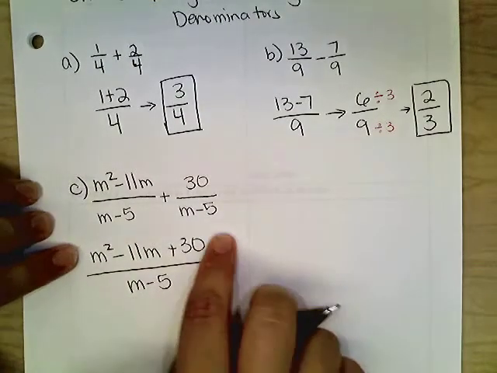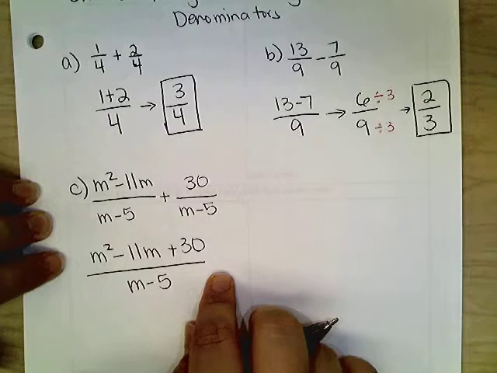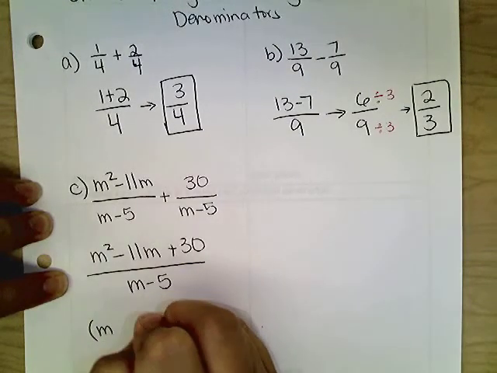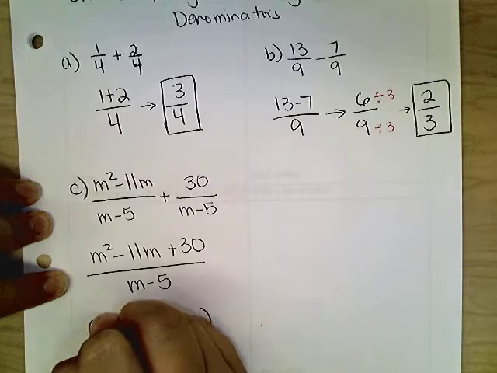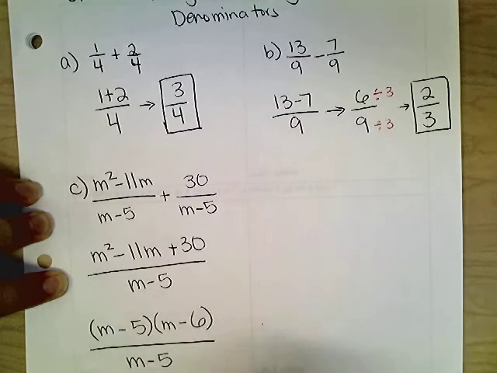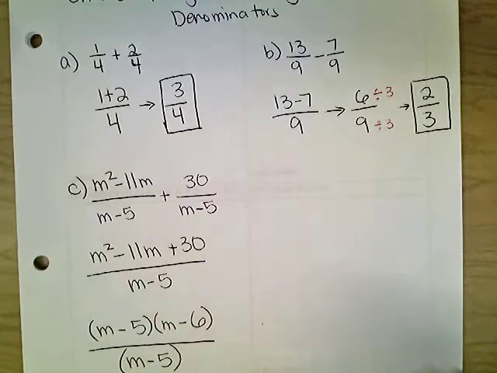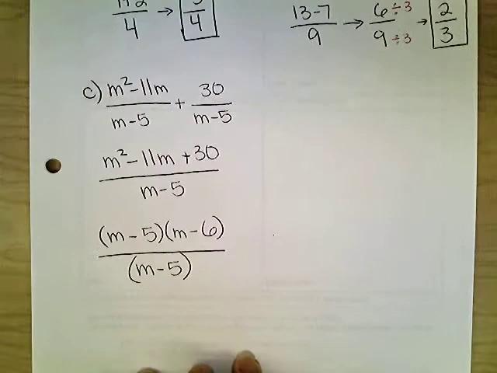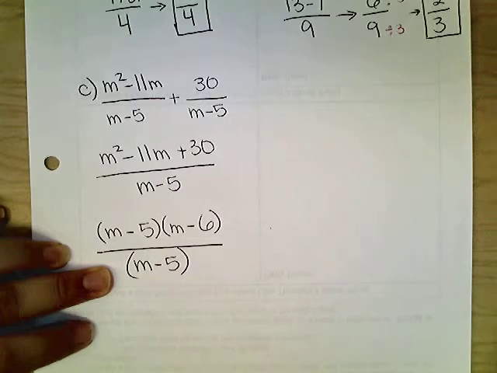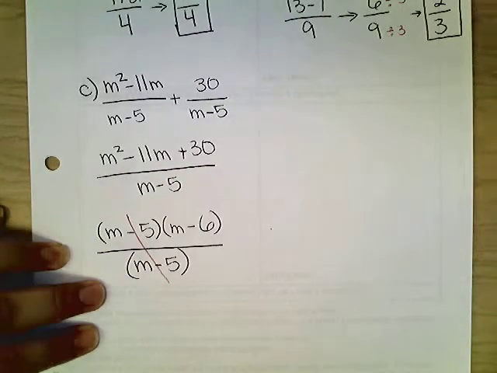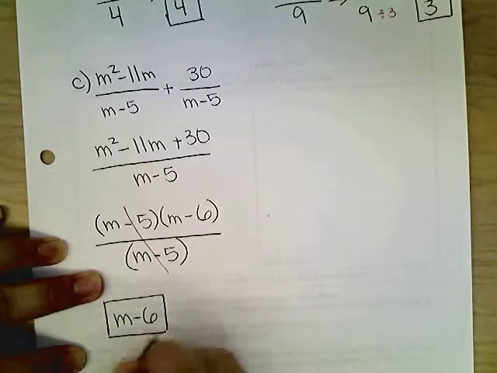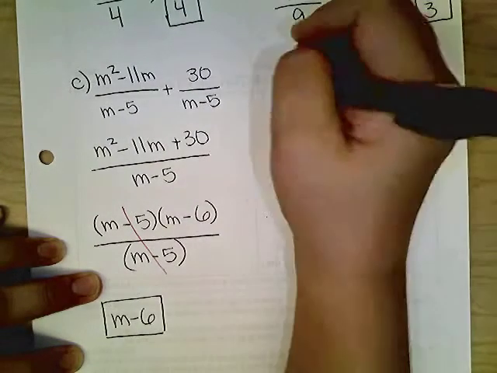Now we can simplify this by factoring the numerator, which factors into m minus 5 and m minus 6 over the common denominator of m minus 5. And I'm going to put that denominator now in parentheses just so I'm able to see that it is a factor. And now cancel anything that can be canceled, the m minus 5s, and we are left with m minus 6. All done.